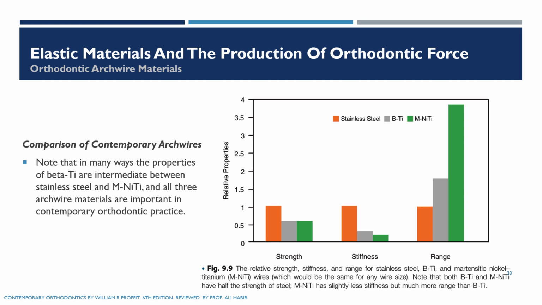Starting with strength, the strength of the stainless steel is almost double that of the beta titanium and NiTi, not really double, maybe less than that. And the stiffness is highest for stainless steel, and then TMA has higher stiffness than the NiTi. And then range: the highest range was for the M-NiTi, then beta titanium, and the least was for stainless steel.